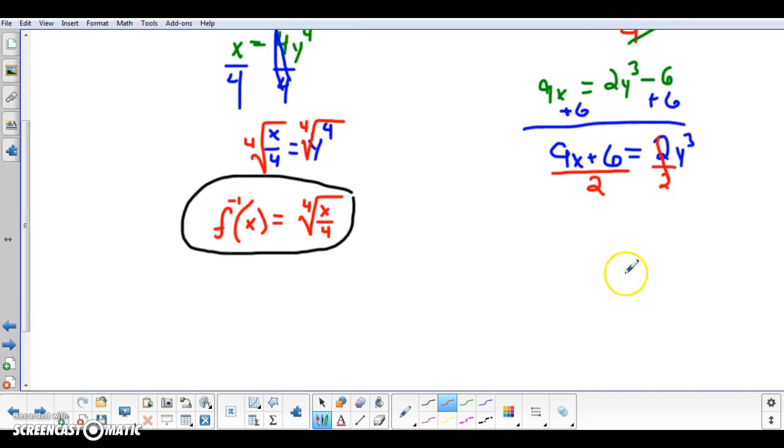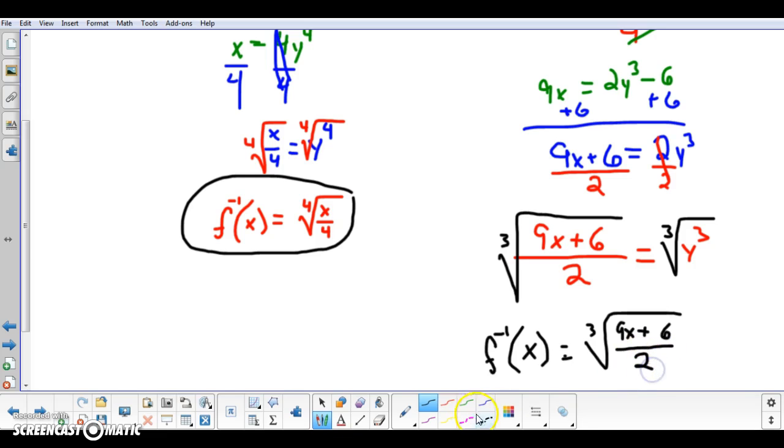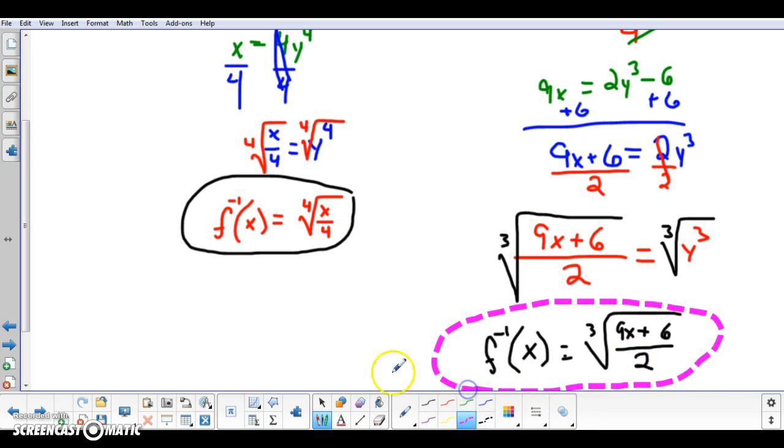And then, because I've got y cubed by itself on one side, I undo the cubing of y by taking the cube root. So the cube root of y cubed is just y. And then I'll take the cube root of the entire expression over here, all of it. So when I'm done, f inverse of x is equal to the cube root of this big old expression. We've got the cube root of, and all of it needs to be underneath that radical symbol, 9x plus 6, all divided by 2. And there would be our inverse of a non-linear function once again.